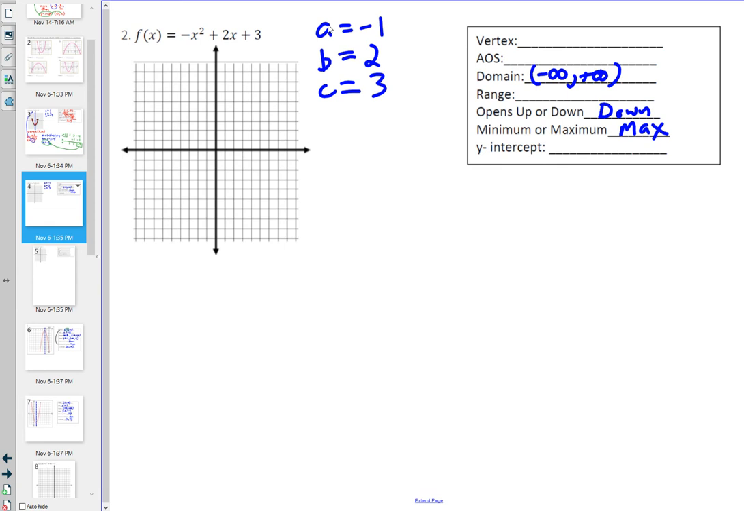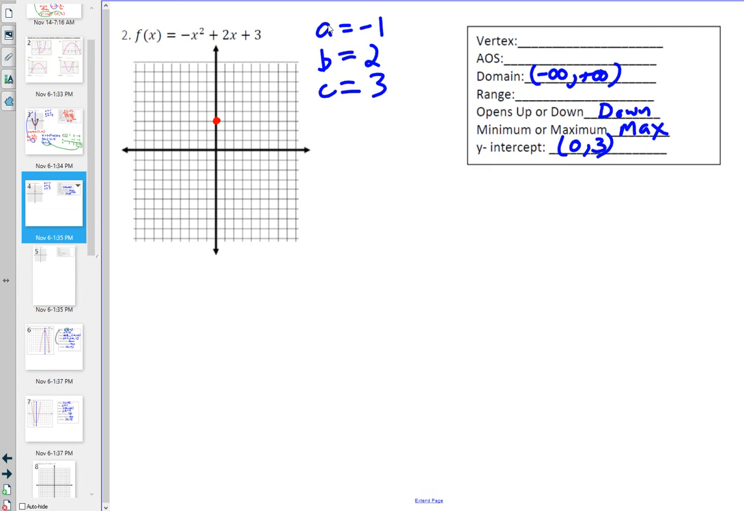Can I tell where the y-intercept is going to be? Where, Sam? Where's the y-intercept? At (0, 3). Now, everything else we need the vertex for. If you want to go ahead and plot the y-intercept, go right ahead. You have my blessing. But now let's find the rest.